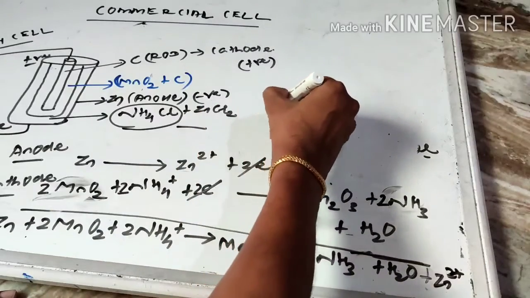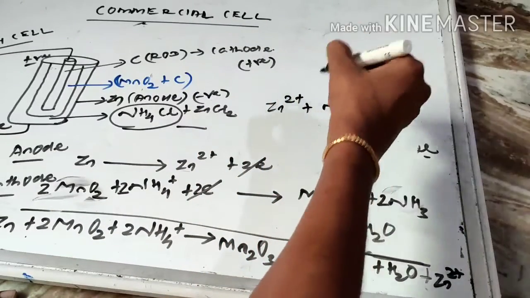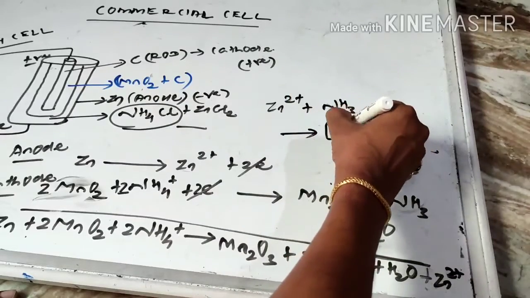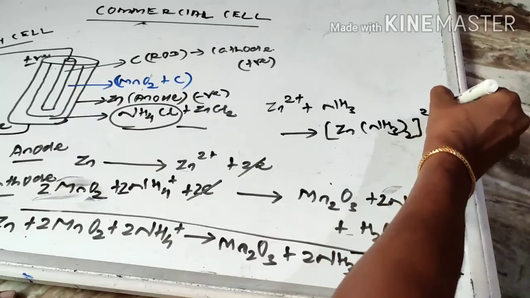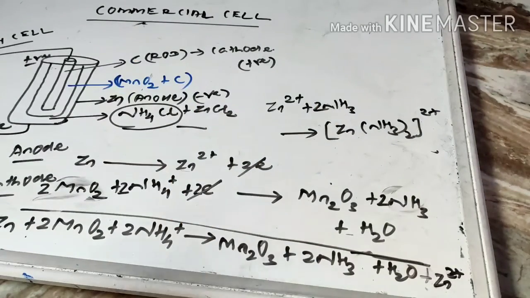So this ammonia gas reacts with the Zn2+ and will be converted into a complex of zinc, that is [Zn(NH3)2]2+. It forms a complex of zinc and it becomes white in color, and it will remain inside the battery. For that reason, the ammonia gas is unable to escape.